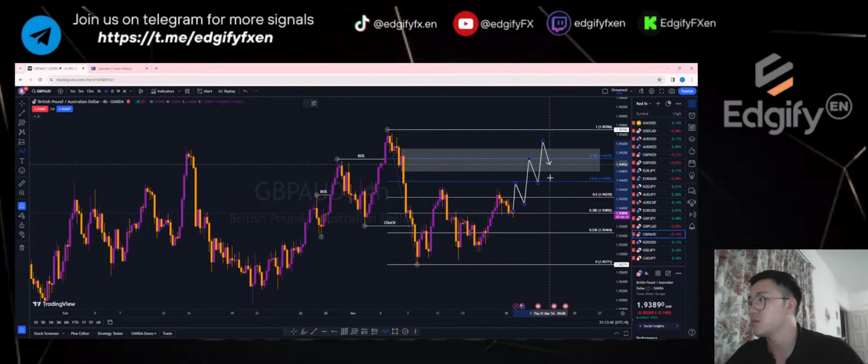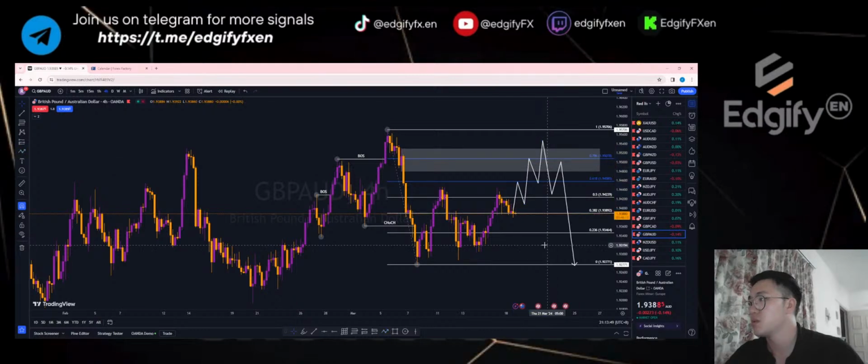Tap in, break below, pull back, and dump, right? Something like this we are looking for at the moment. So we'll just wait out to see how this goes.